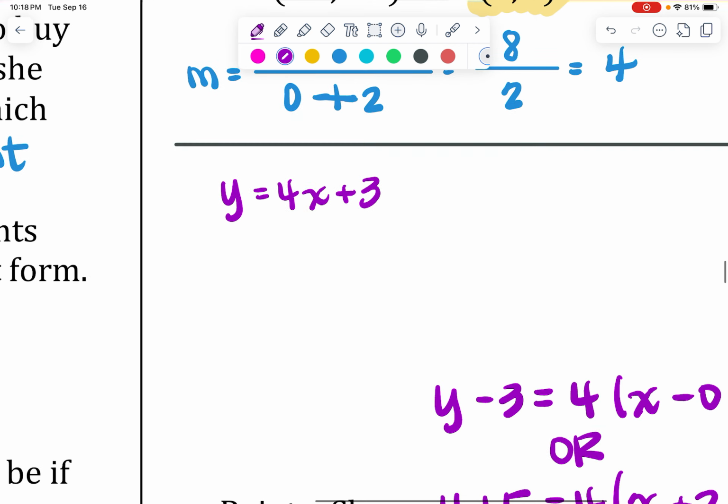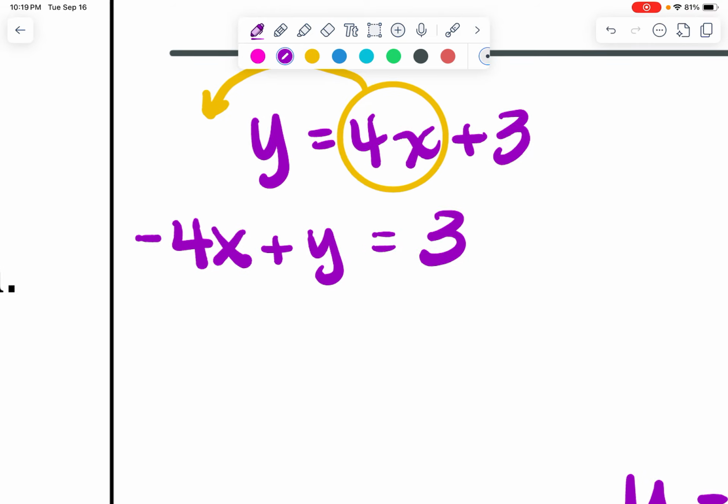It's the same 2 steps. I need to pick up a positive 4x, and I need to move it over here to join my y. But again, I just can't pick it up and move it. The only way to move a plus 4x is to minus it to this side. So it's going to become a negative 4x when I move it to the other side. Then plus y equals 3.